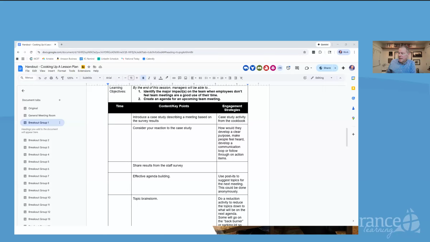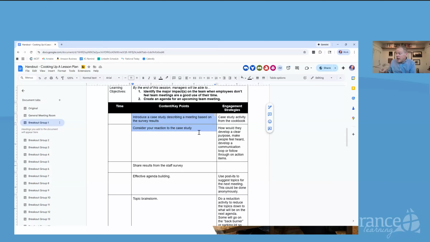All right. To me, it looks like they got right down to business, Twana says. And I'm taking a look at this, and the right down to business piece that I'm seeing is they're sharing the results of the survey, and then they're building an agenda. Not being part of their group, what I see them attempting to do is introduce a case study, and then consider the reaction.